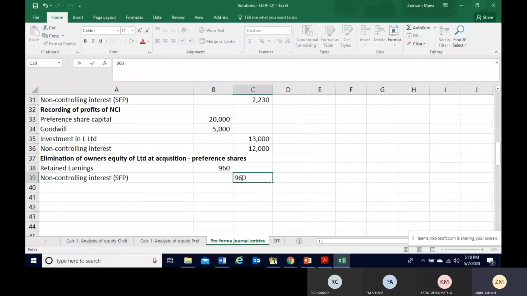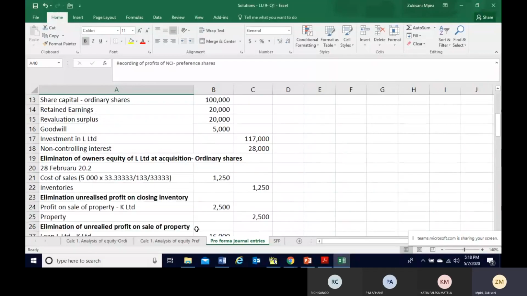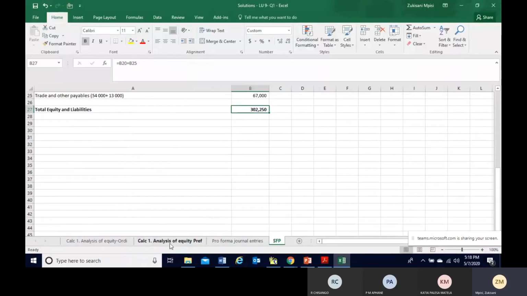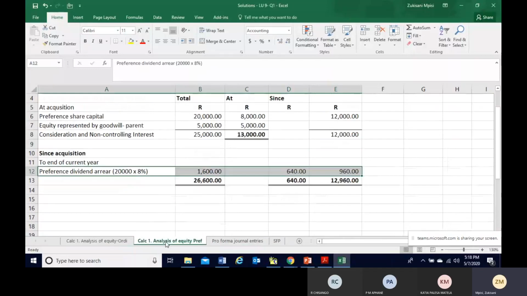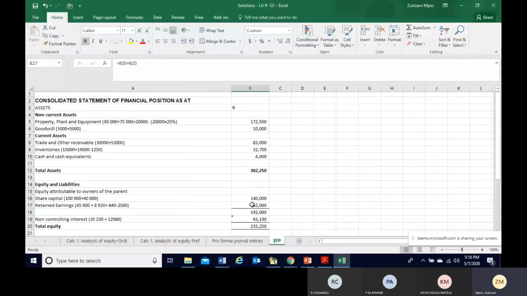It becomes 160,000, and then we've got recording of profits of NCI, and this relates to preference shares. And then you are done with everything: pro forma journal entries, statement of profit or loss, analysis of equity for the preference shares and for the ordinary shares. So you are done with everything which was required. We have done that.